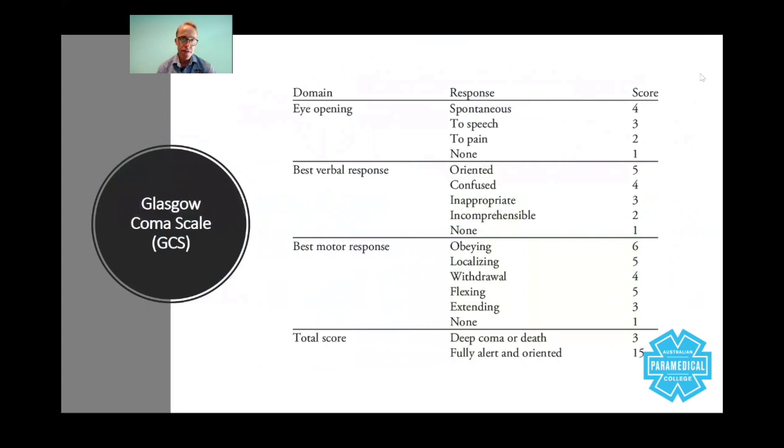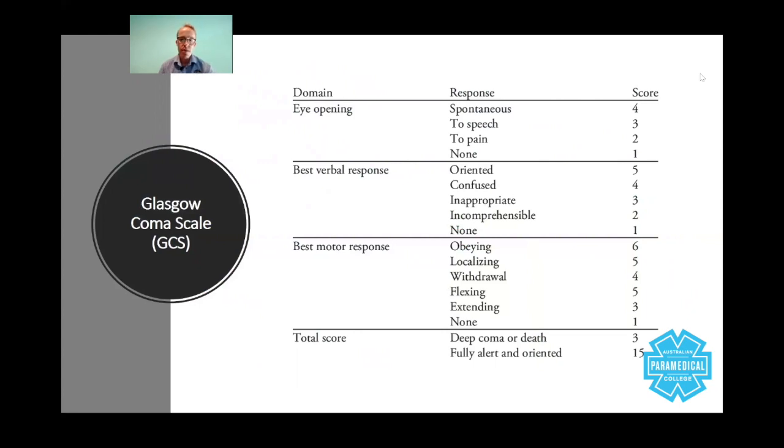Then, of course, there's the best verbal response. When you talk to your patient, are they orientated? Are they confused? Do they make inappropriate words? In other words, are they talking about something that does not fit the situation? Or do they make incomprehensible sounds such as groaning? Or is there no verbal response at all? And then the motor response, ask them to shake your hand. That's great, that's a 6. Localizing, withdrawing, flexing and extending. And again, you get a different number for each of these.